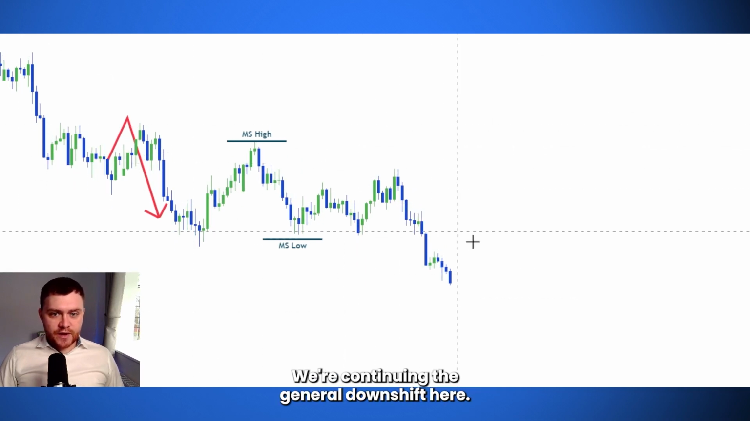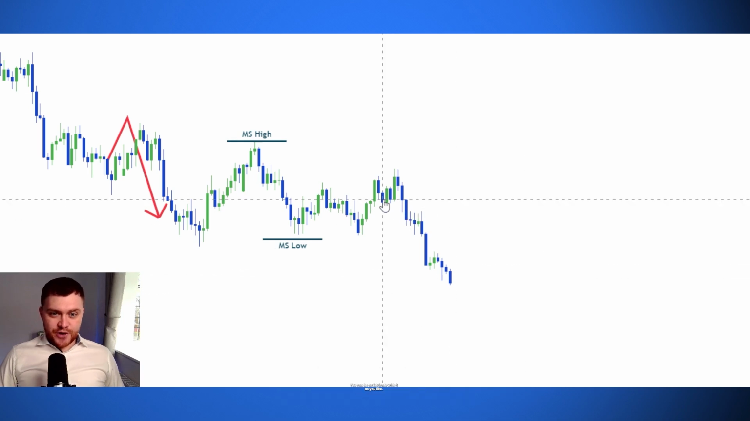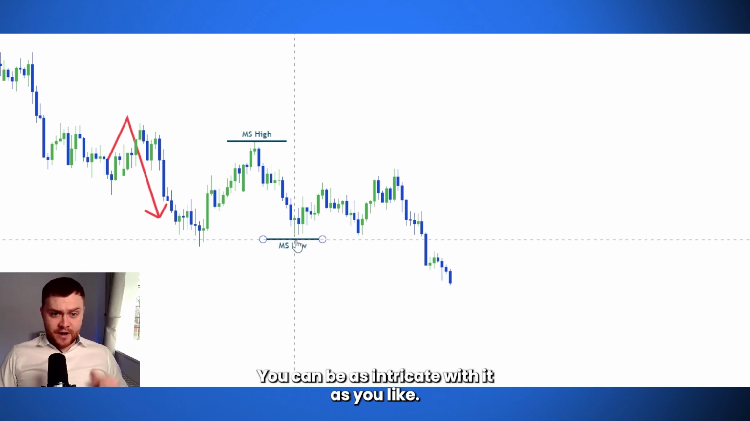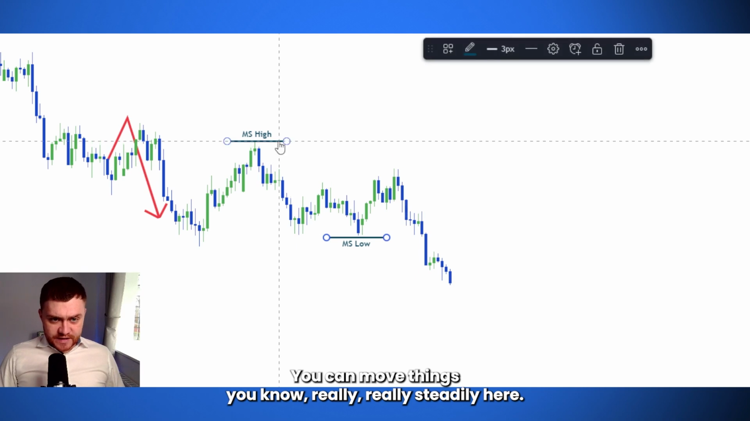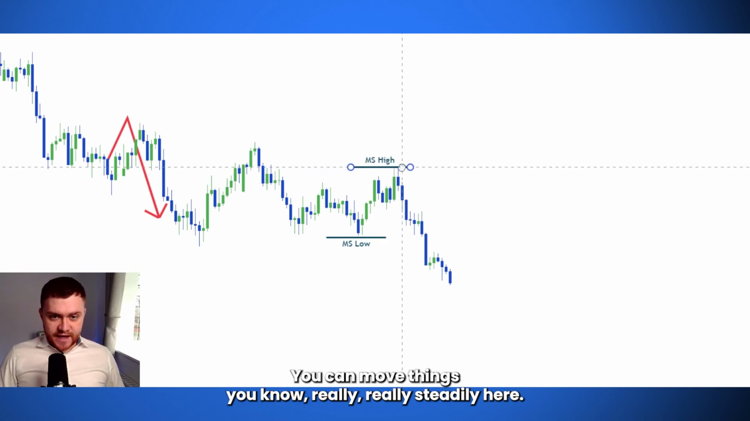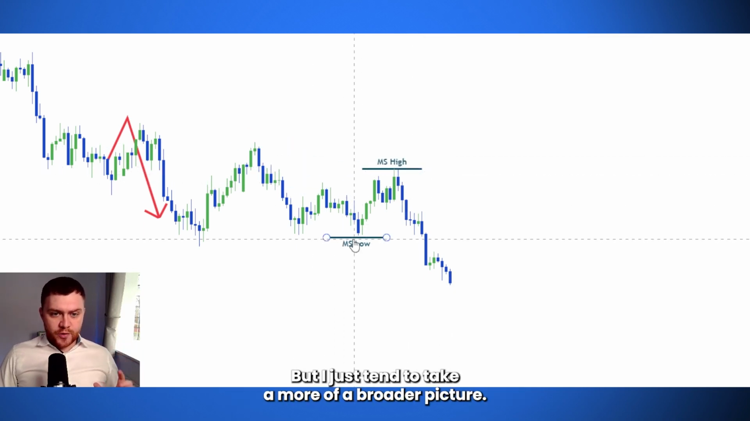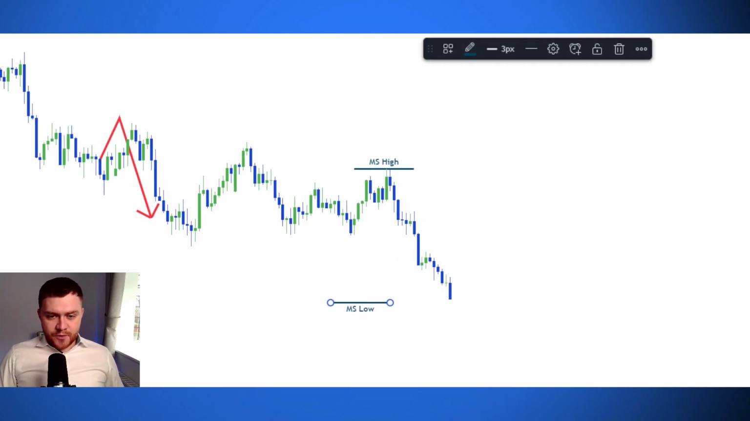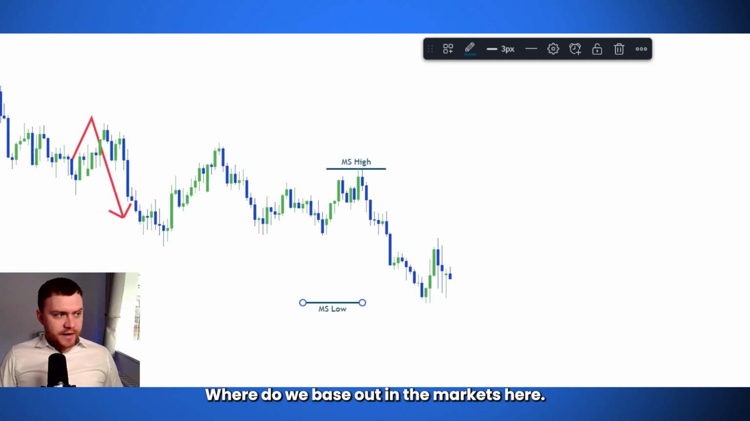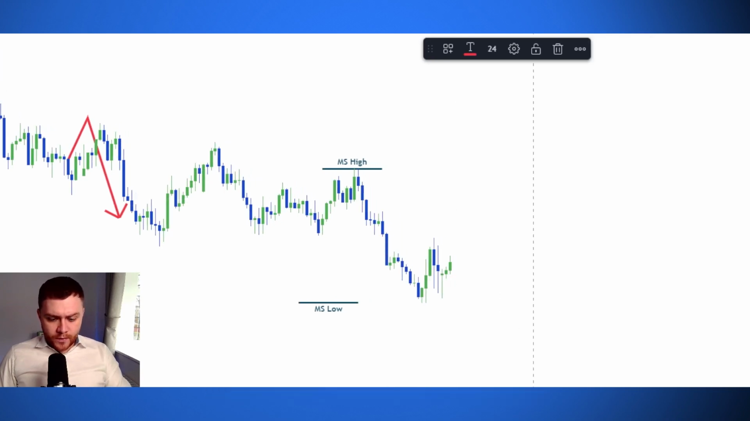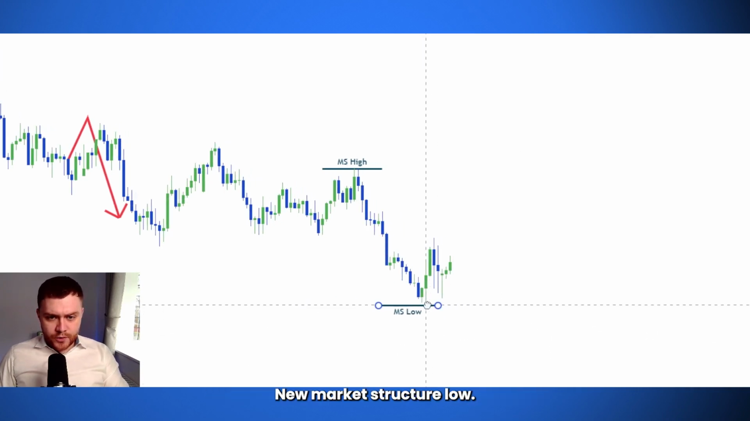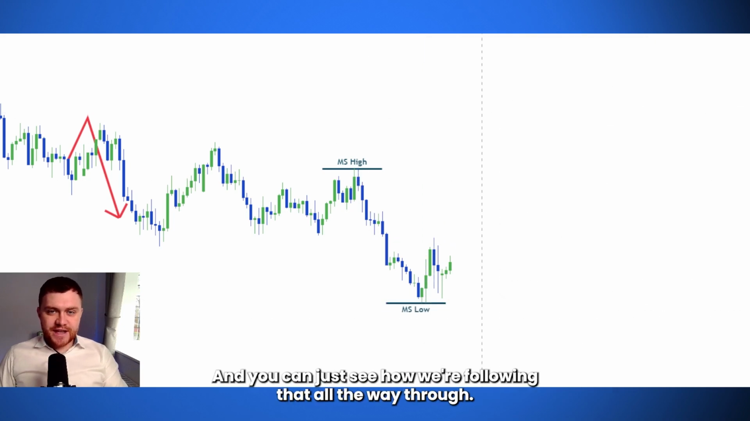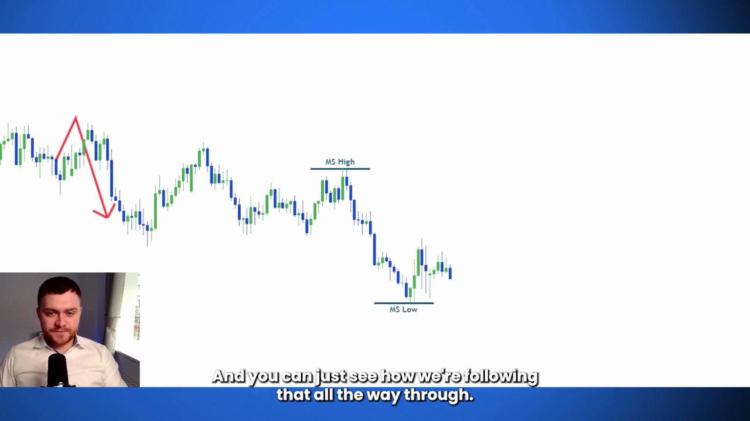We're continuing the general downshift here. You can be as intricate with it as you like. You can move things really, really steadily here, but I just generally take more of a broader picture. So we're following. That's our new market structure high. Where do we base out in the markets here? New market structure low. And you can just see how we're following that all the way through.